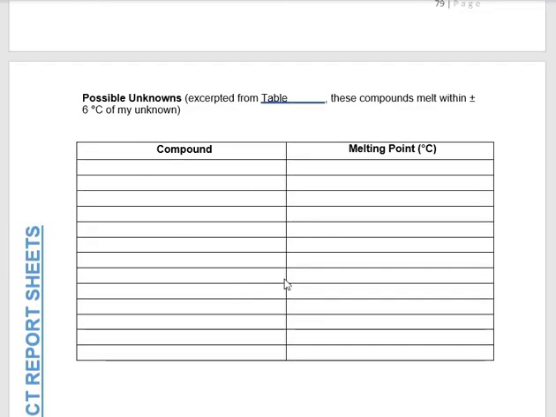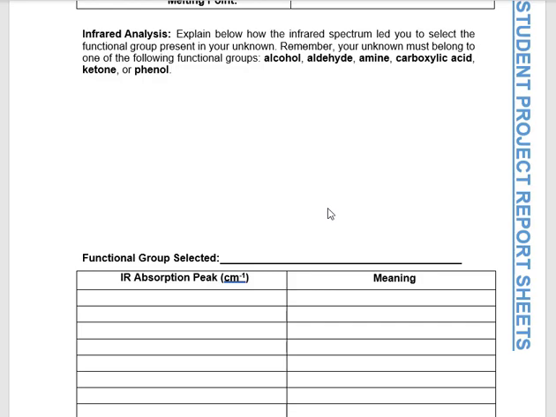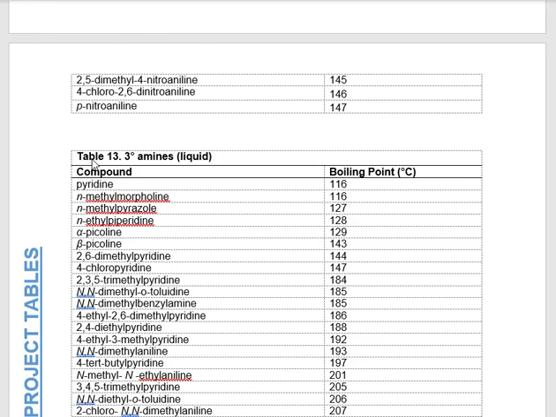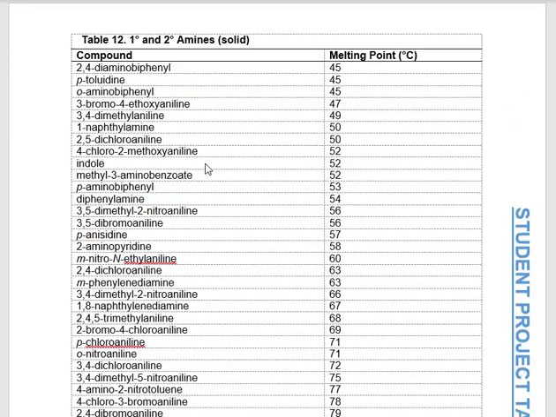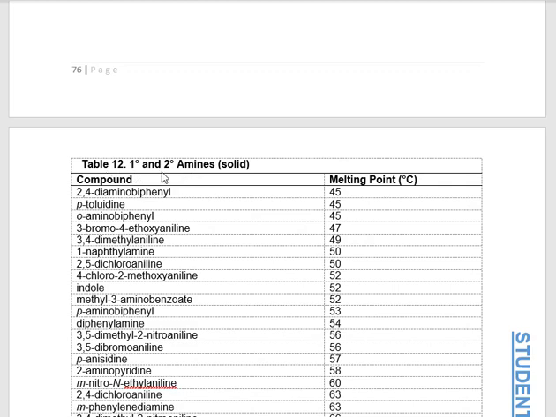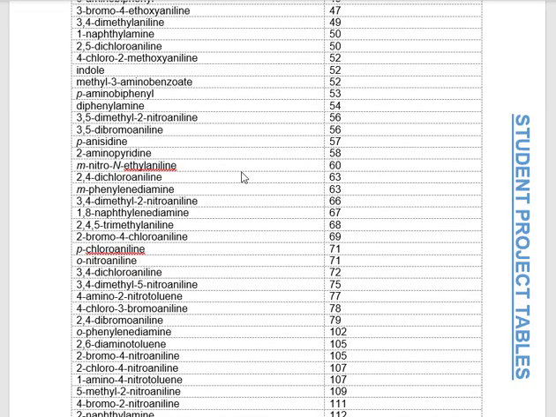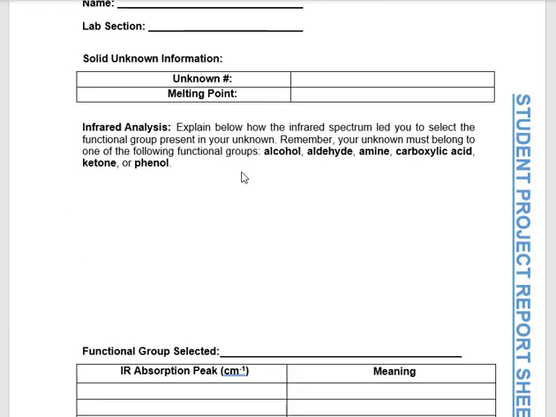You're going to then talk about all of the possibilities that you could come up with. In this case, you're looking at about 5 or 6 options that were close to the melting point. You're going to use the IR to tell you what functional group was present. Why is that important? Because if you look, each table is named based off the functional group. Table 13 is based off tertiary amines that are in the liquid form. You also have table 12, which is primary and secondary amines that are in their solid form. So you have some kind of hints there to help you.